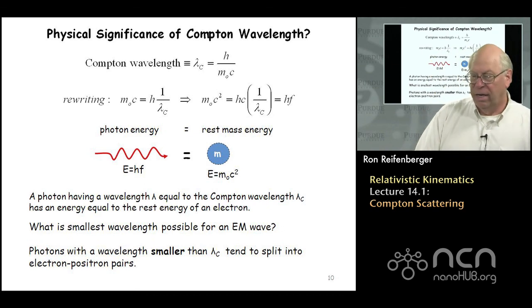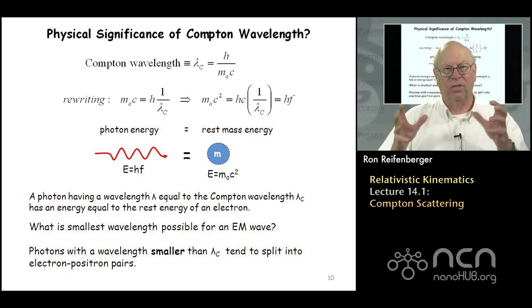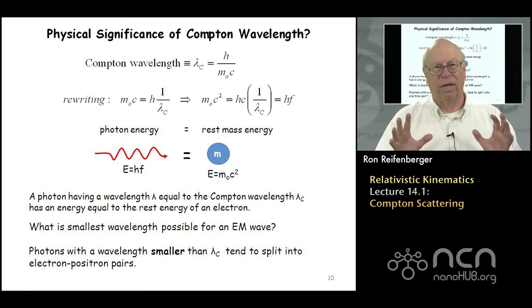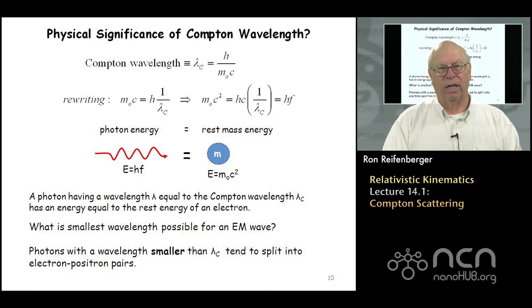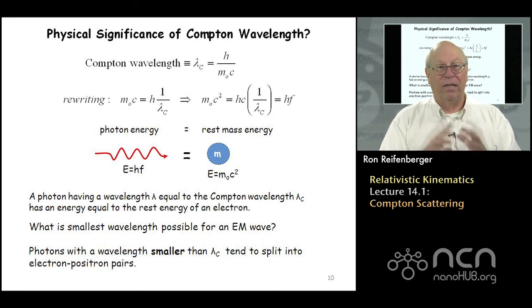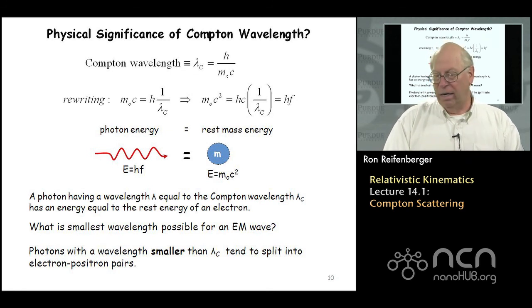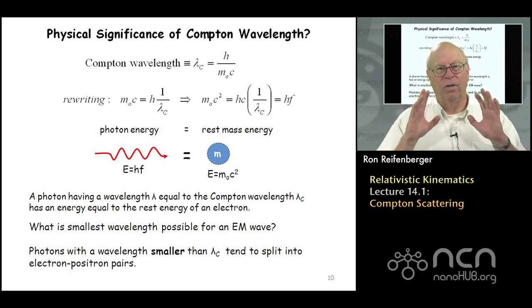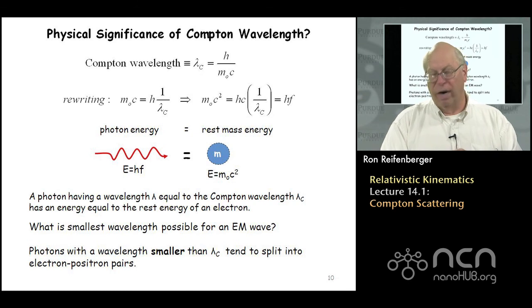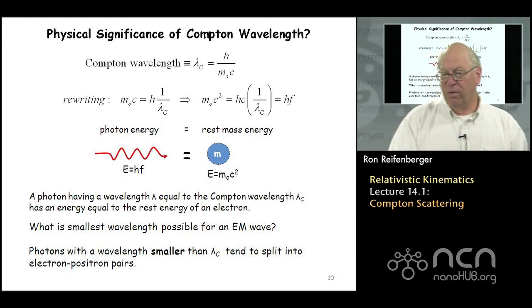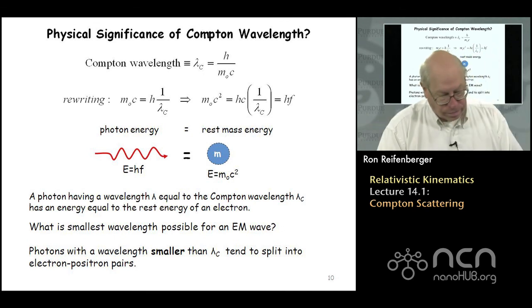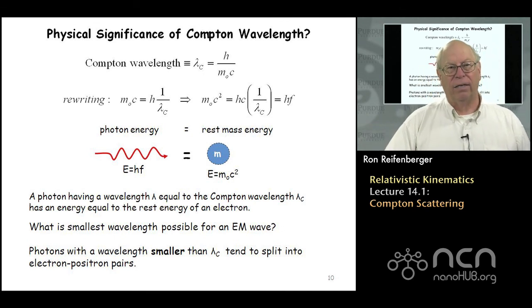But this discussion is useful to qualitatively answer the question, is there a lower limit on the wavelength of electromagnetic waves? And the answer is there's not a hard limit, but interesting things start to happen with photons that become more energetic than the rest mass energy of, let's say, an electron. So that's all I wanted to say about Compton scattering.